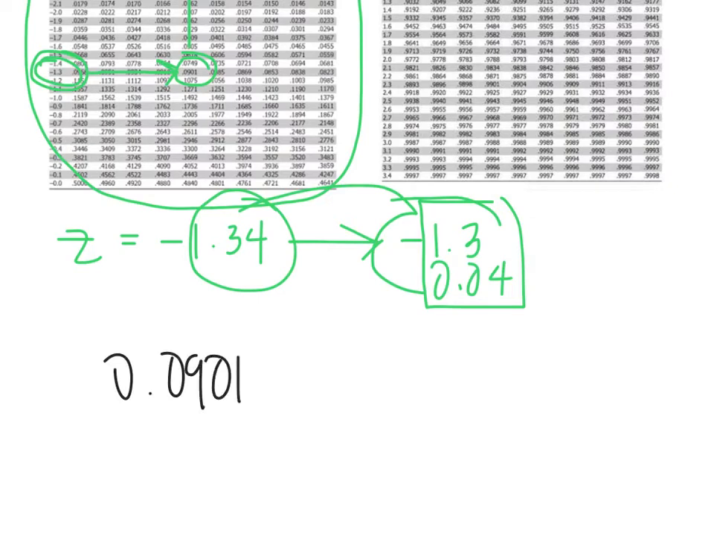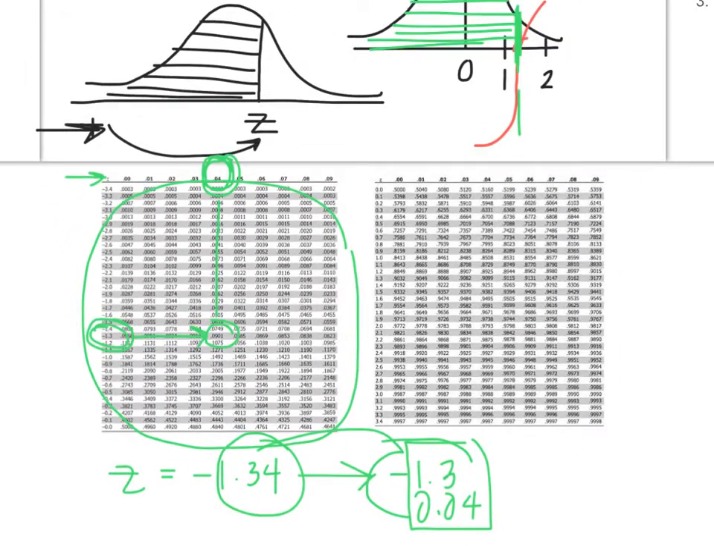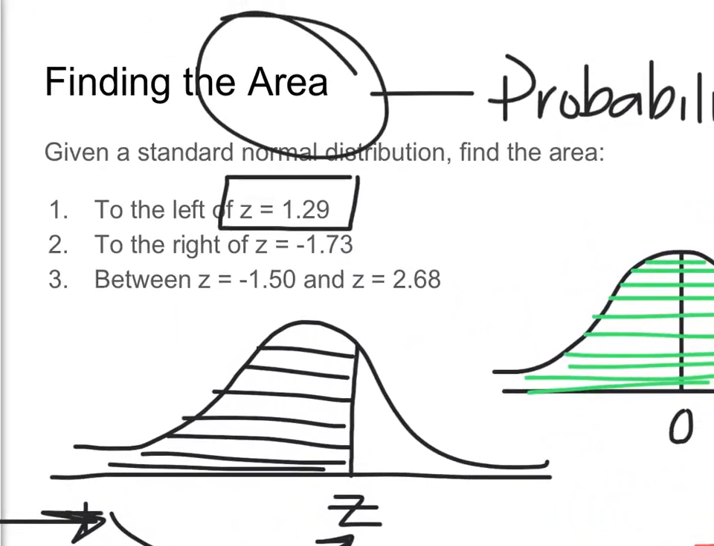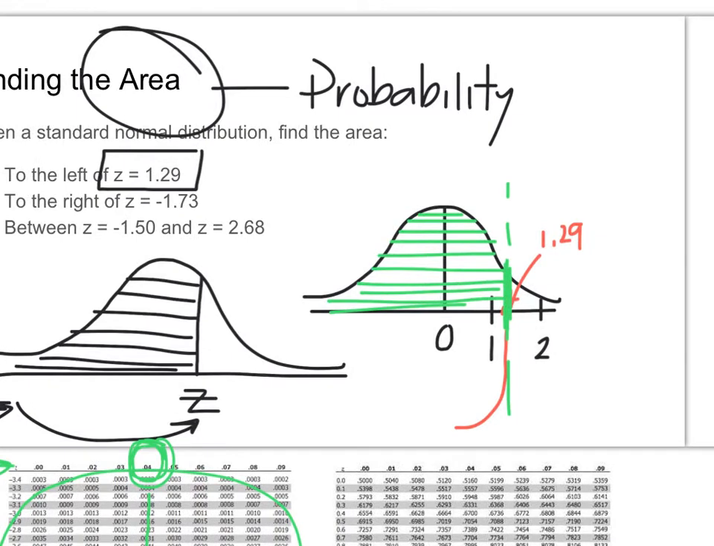0.0901 is the probability, or rather the area, because we are still talking about the area, to the left of z equals negative 1.34. So going back to our main question, what is the area to the left of z equals 1.29? This is our main concern. What is the area to the left of 1.29?